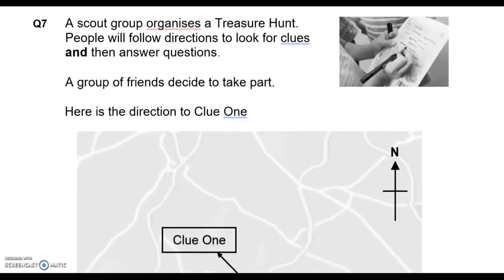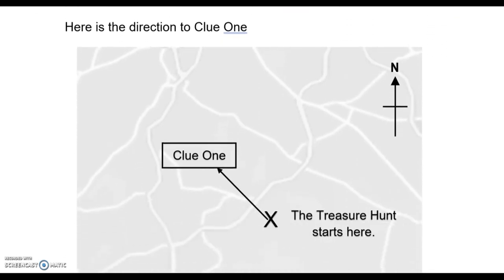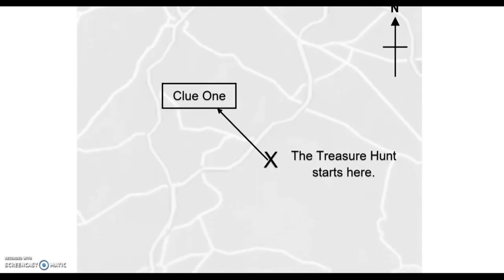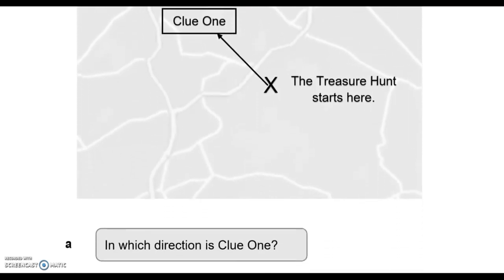A scout group organizes a treasure hunt. People will follow directions to look for clues and then answer questions. A group of friends decide to take part. Here is a direction for clue 1. In which direction is clue 1?